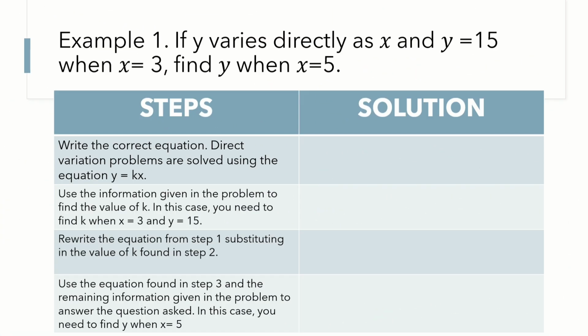Okay, let's try example number 1. If y varies directly as x and y is equal to 15 when x is equal to 3, find y when x is equal to 5.